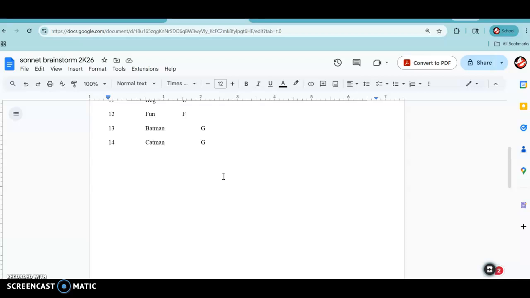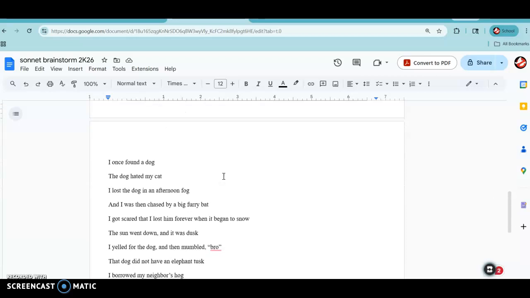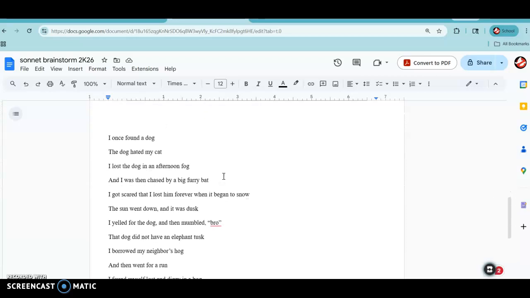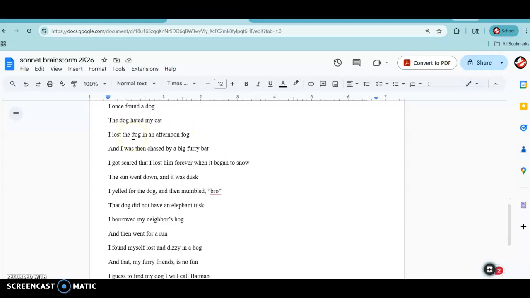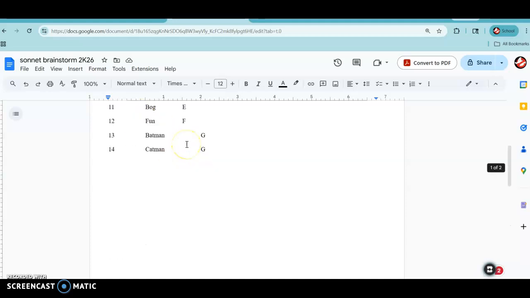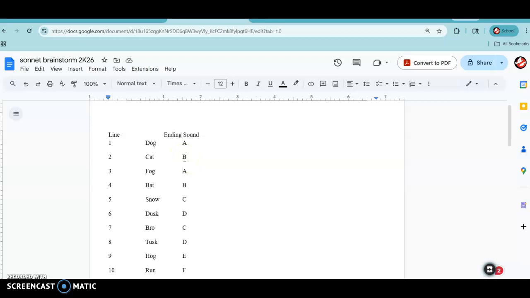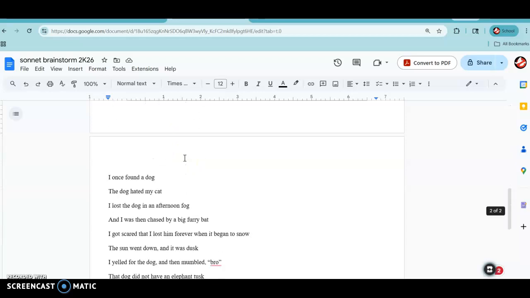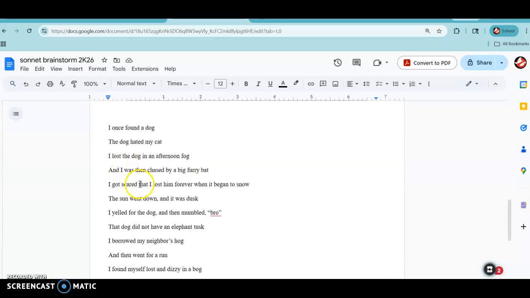I wrote a piece of poetry. It kind of doesn't make sense, but that's okay because I followed the rhyme scheme. And I did this. I once found a dog. The dog hated my cat. I lost the dog in an afternoon fog, and I was then chased by a big furry bat. Look at this. Dog and fog, just like I wrote up here. Dog and fog. Okay? I got scared that I lost him forever when it began to snow.